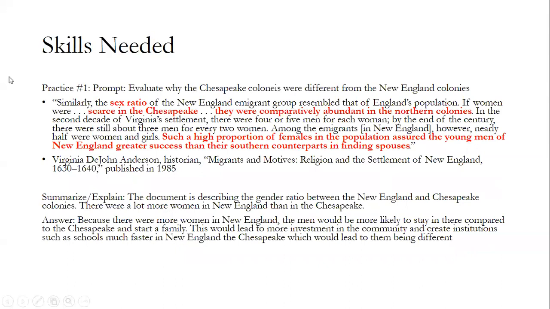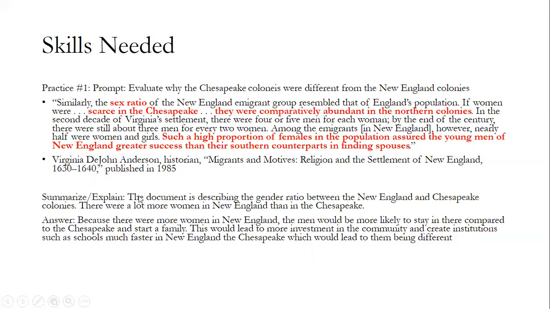All right. If you read through the document, then what you should have seen is that the major thing it's talking about is the difference in the sex ratio between males and females in New England compared to the Chesapeake. And in the Chesapeake, and we've talked about this in class as well, there were not a lot of women, compared to the fact that there were lots of women in the northern colonies. And they made this conclusion: such a high proportion of females in the population assured young men of New England greater success than their southern counterparts in finding spouses.